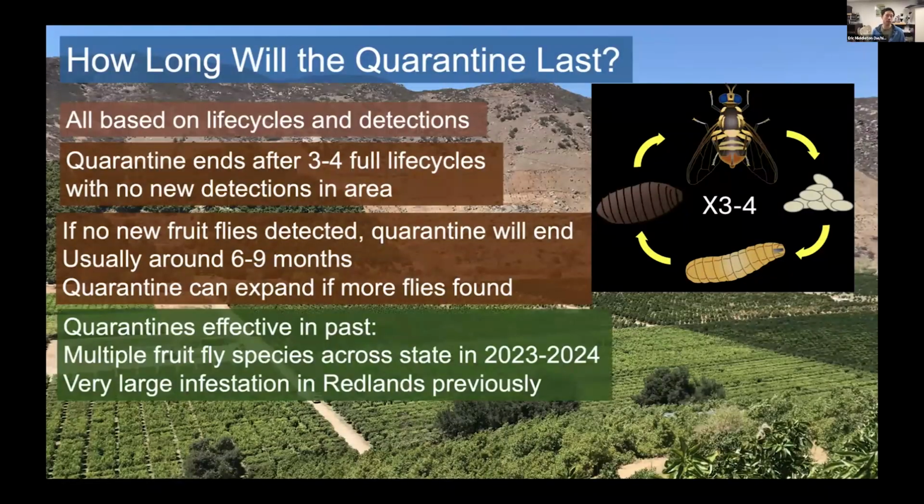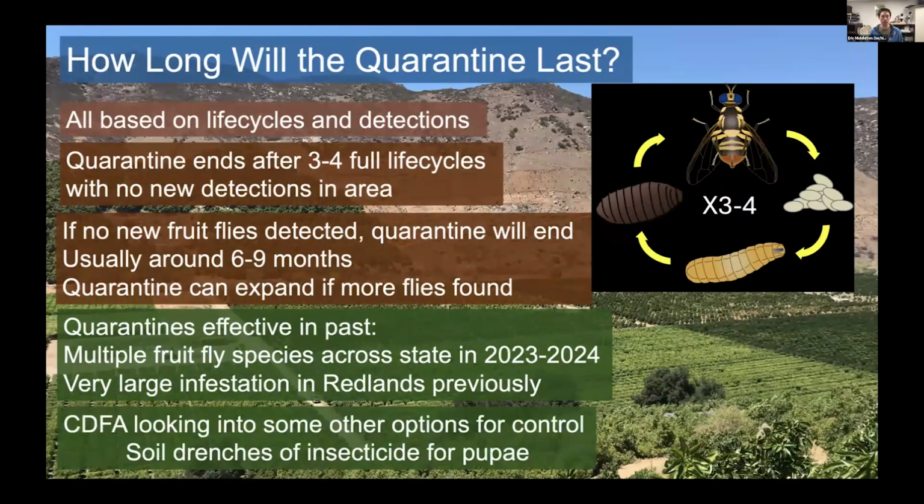Quarantines have been very effective in the past. These fruit flies were introduced multiple times across the state. Basically, the last year, 2023 to 2024, was a particularly bad year where quite a few of these were showing up, and there was a very large infestation in San Bernardino and Riverside in the Redlands area. Even in a case like that, where there were hundreds of these fruit flies present, they were able to be eradicated and contained. So these efforts do actually work quite well, and they are burdensome for some people, but they are pretty effective at keeping these things from spreading.